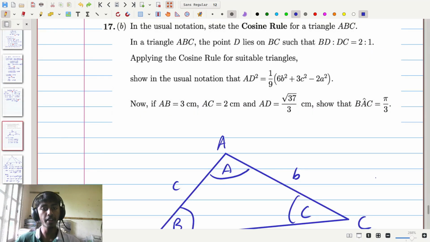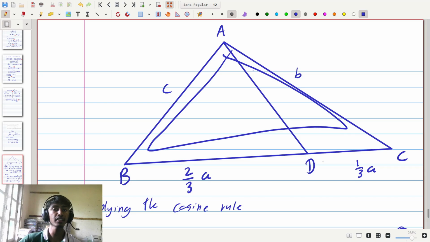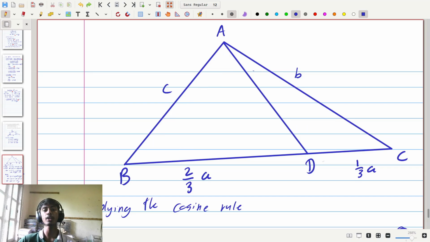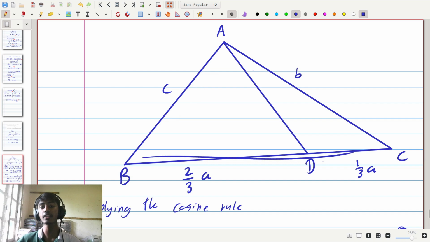Now with this information, in order to find the angle BAC, what we will do is go down, consider the triangle ABC and apply the cosine rule to the triangle with the subject angle being the angle BAC, which is this angle right here. Now doing so, we can see the opposite side length will be the side length A.